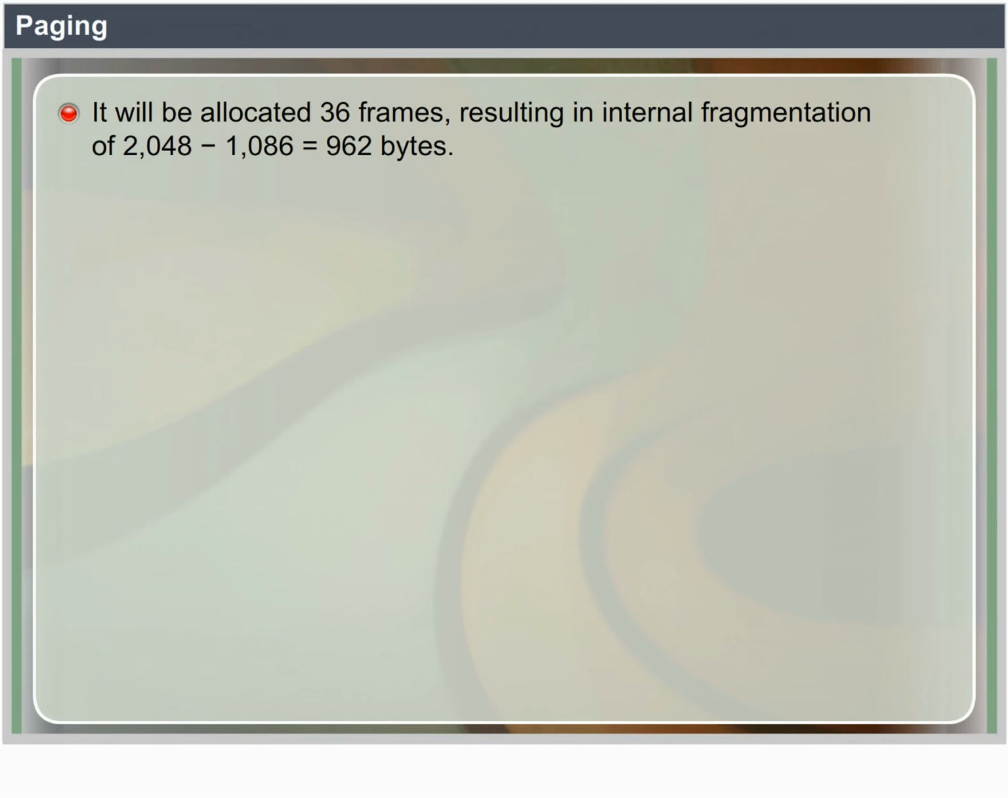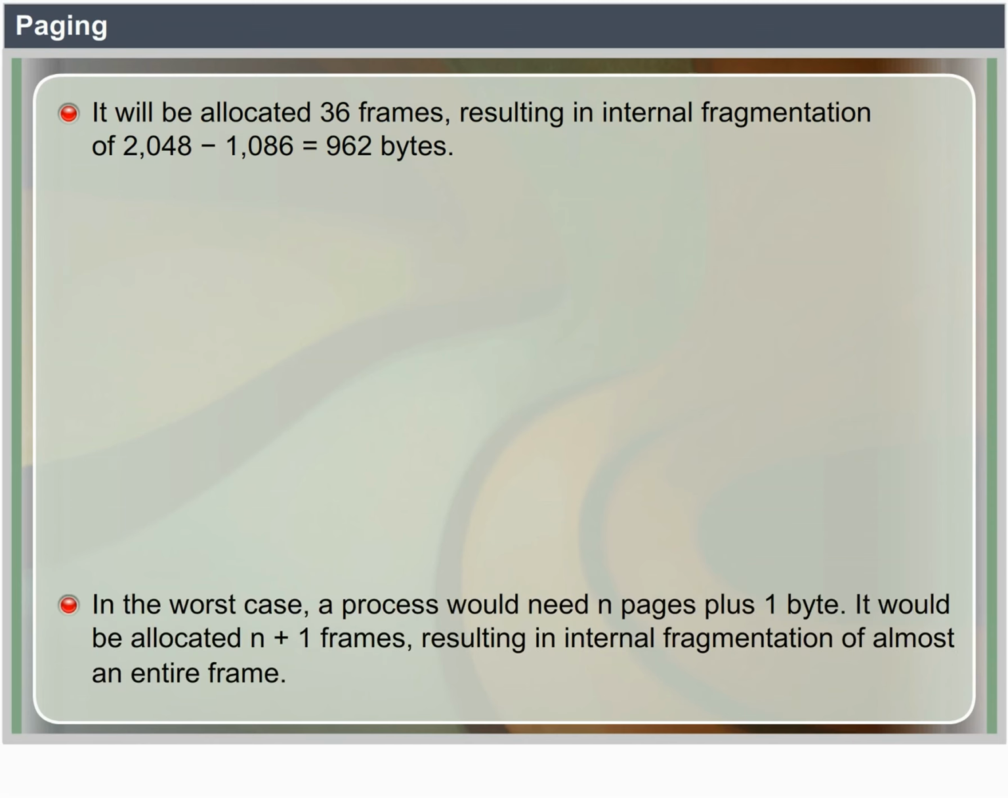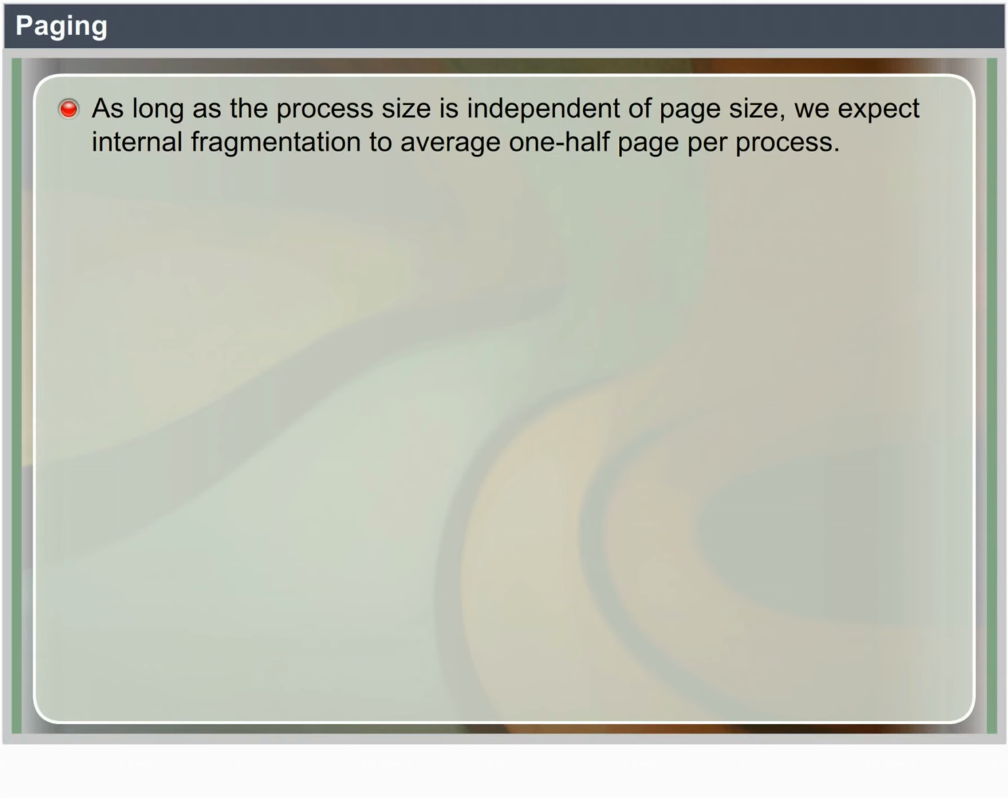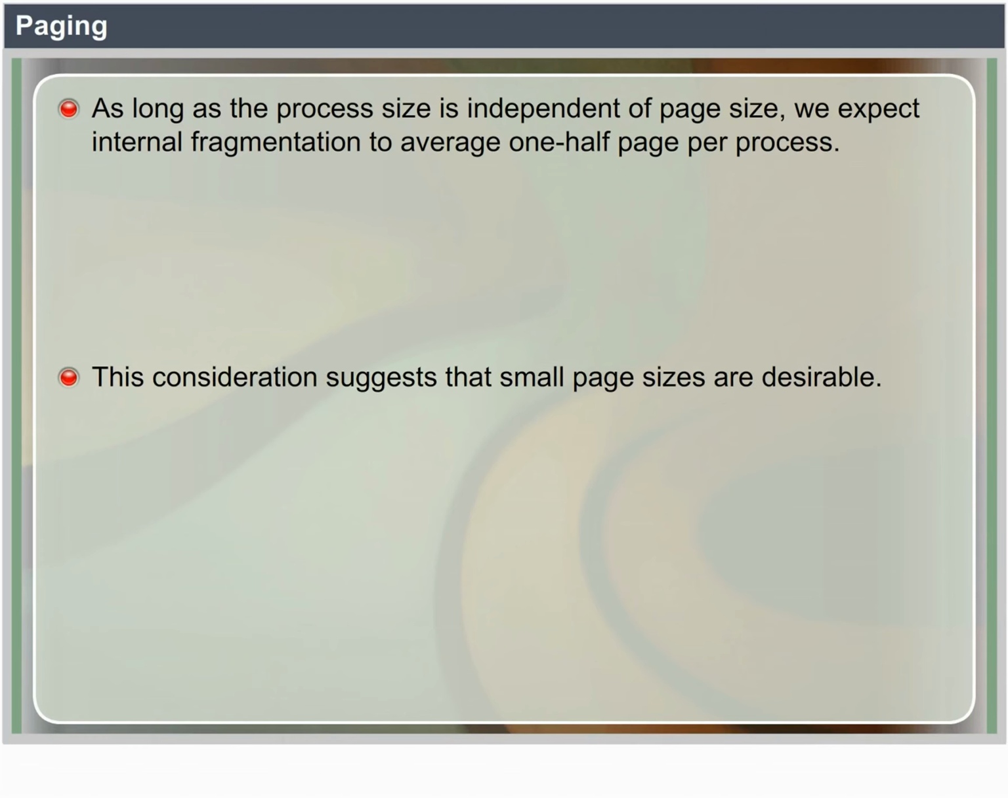In the worst case, a process would need n pages plus 1 byte. It would be allocated n plus 1 frames, resulting in internal fragmentation of almost an entire frame. If process size is independent of page size, we expect internal fragmentation to average 1/2 page per process. This consideration suggests that small page sizes are desirable.